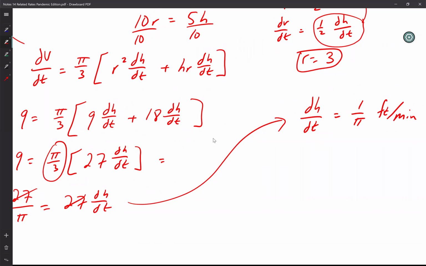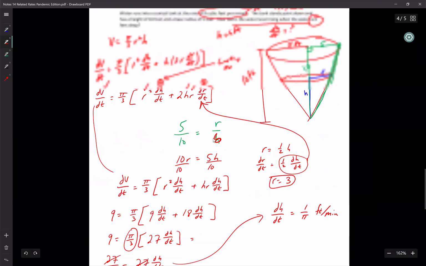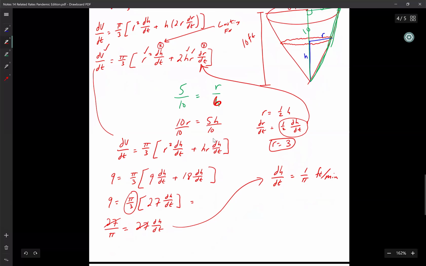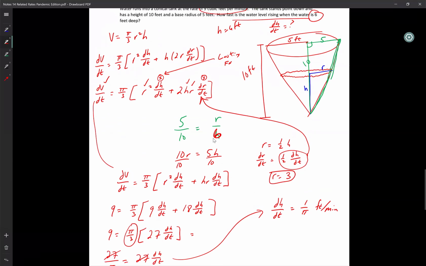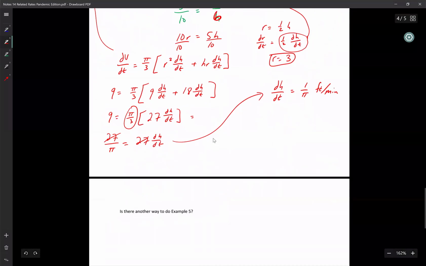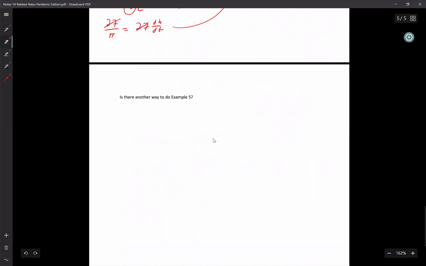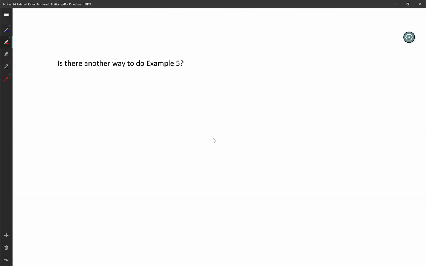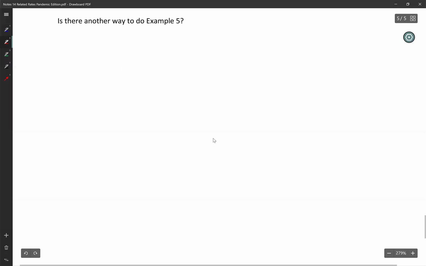You still okay? All right. So there it is. I thought it was all right. Wasn't too bad. And then I put it in here. Is there another way to do example 5? So read example 5, Godinez, just so you can know what we're talking about. So yeah, there is.